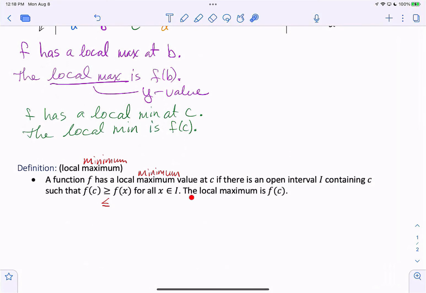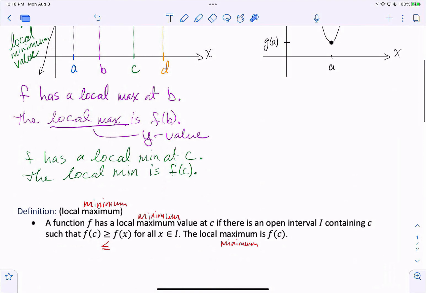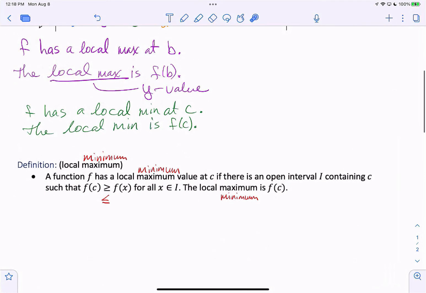Notice the local maximum is f of c, or the local minimum is f of c. Again, I don't mean this c to be this c. This is just some function value, right? But the point here is it's an output value. It's a y value. Please get that down now.